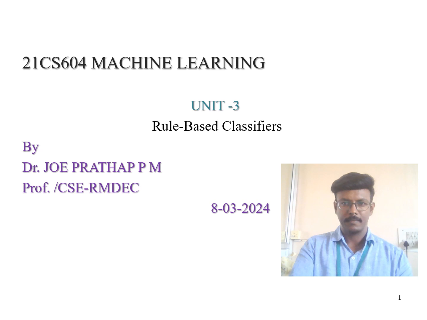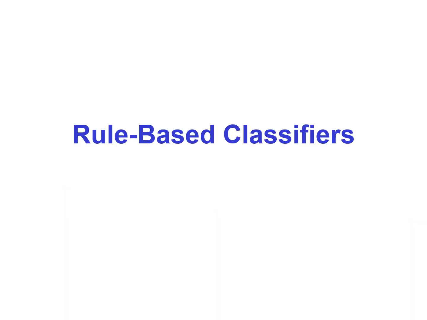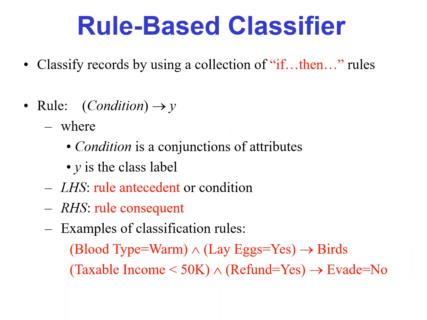descriptive models. The condition used with if is called the antecedent, and the predicted class of each rule is called the consequent. So we'll see it elaborately one by one. That is the basics about rule-based classifiers. As I said earlier, it classifies records by using a collection of if-then rules. Here a rule means condition implies y, where the condition is a conjunction of attributes and y is the class label. The LHS, left hand side, we call the rule antecedent or condition, whereas the RHS, right hand side, is the rule consequent.